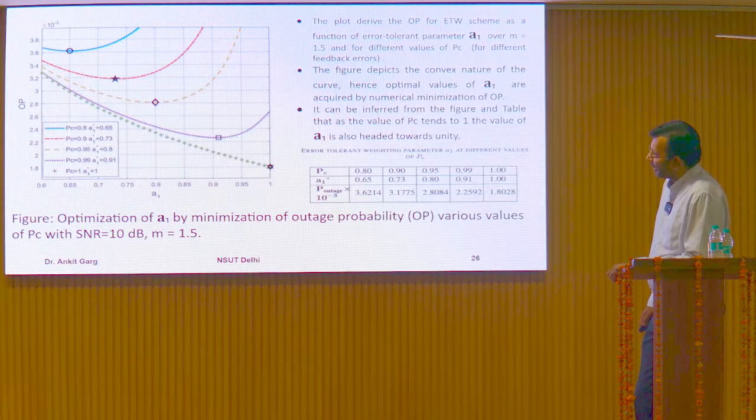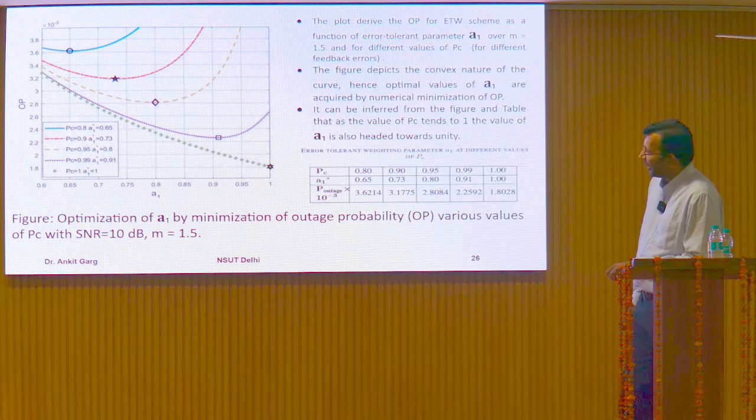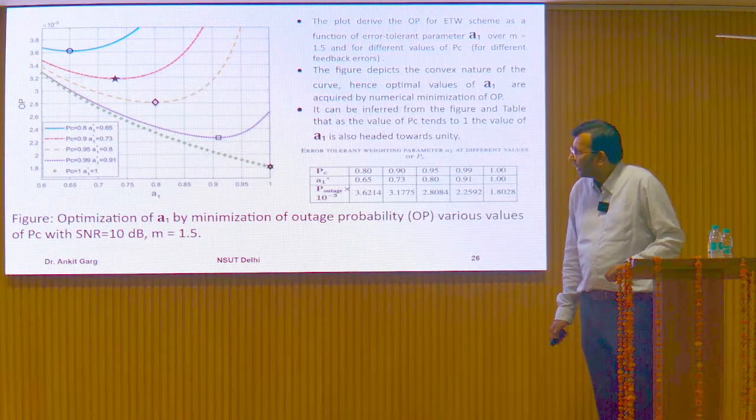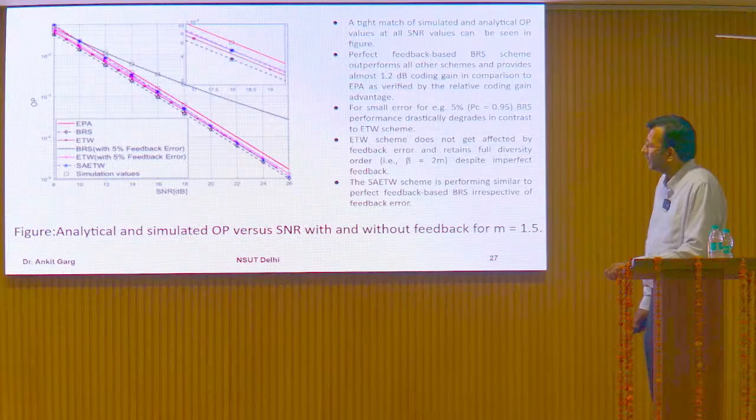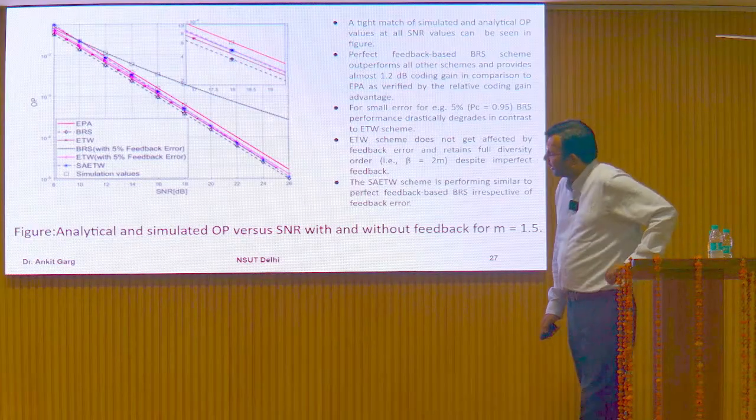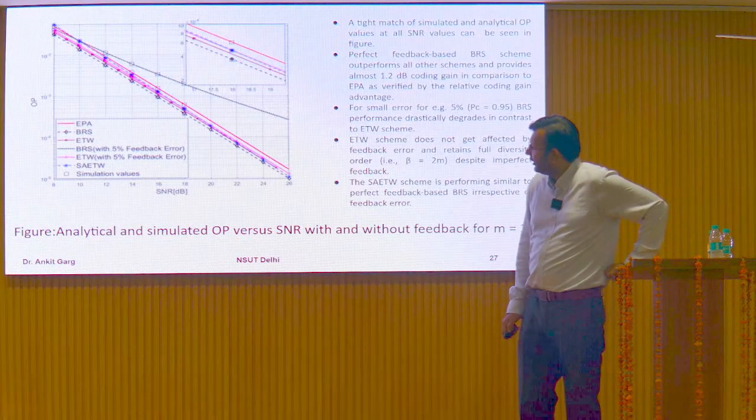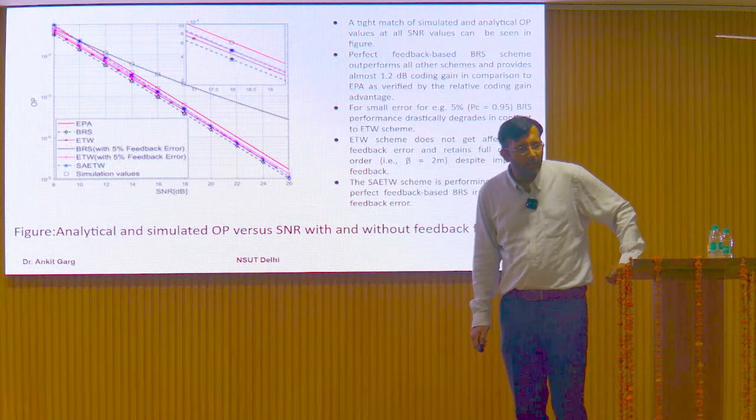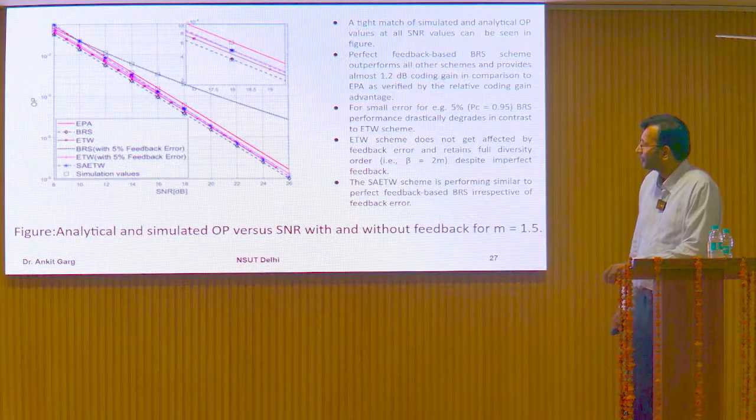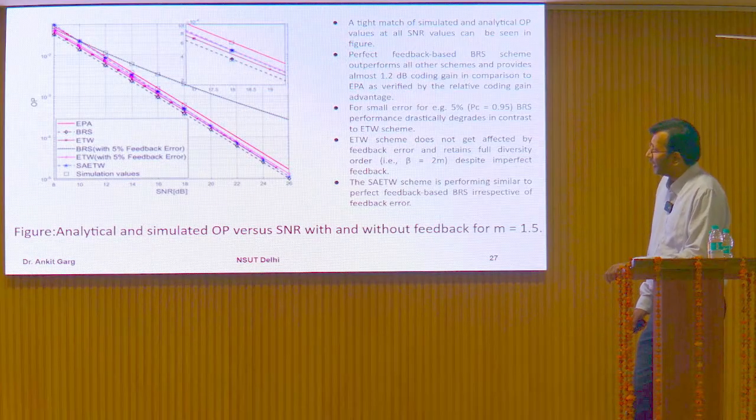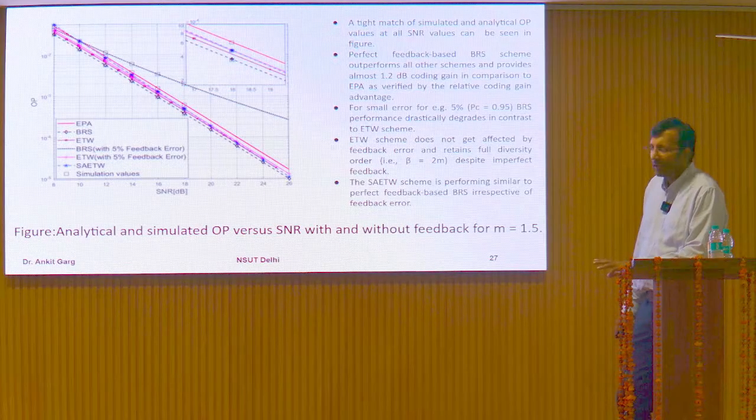For a large value of PC, we have a higher value of A. So here, instead of BTAS, we abbreviate it as BRS, which represents best relay selection. Again, in case of erroneous feedback, if we give all the power to the single relay, this is going to deteriorate our performance.